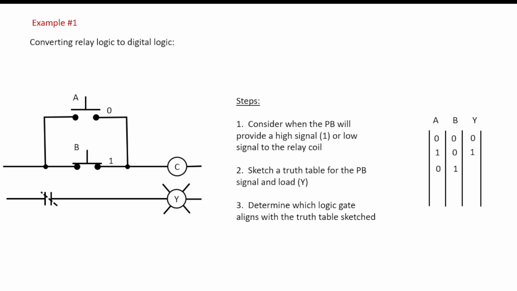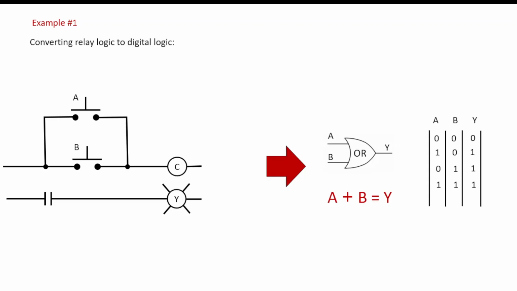Okay, what if I instead push down push button B? I get a high off push button B, the coil's energized, the contact closes, and the light's on. What if I push them both down? Well, same thing, the coil's energized, the contact closes, and Y, the light, is on. Okay, well, that kind of makes sense. I get a truth table now.